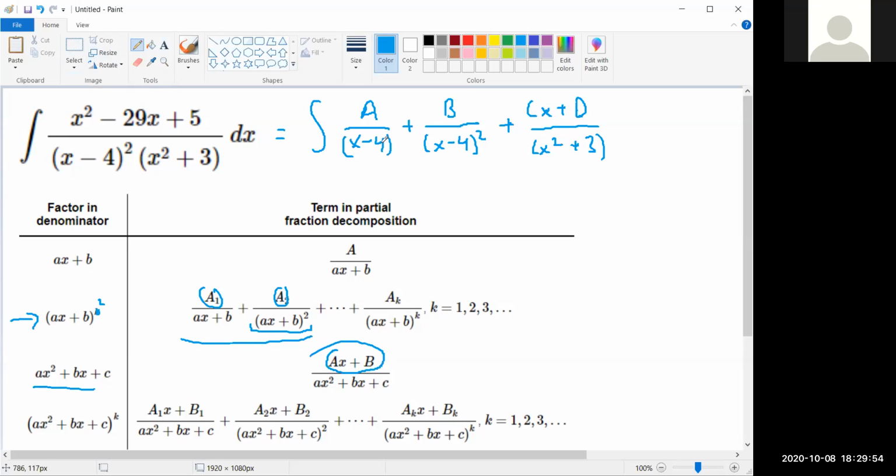To generalize, if you have a power for your factor, you need a fraction for every single power. So if this was x minus 4 to the third, you would have 3 separate fractions: one for x minus 4, one for x minus 4 squared, and one for x minus 4 to the third.